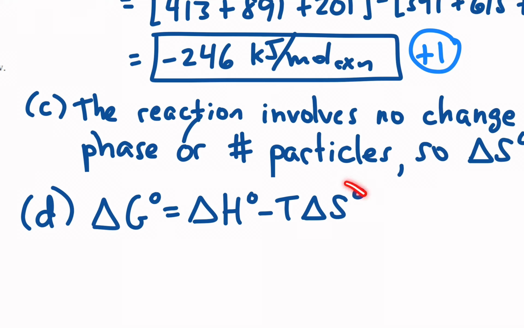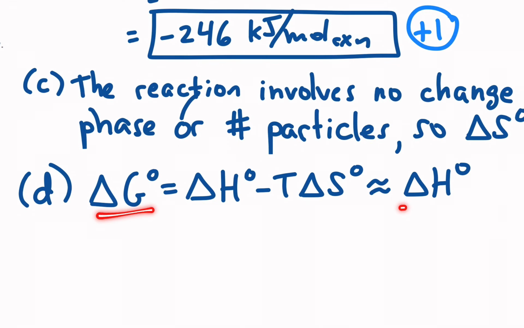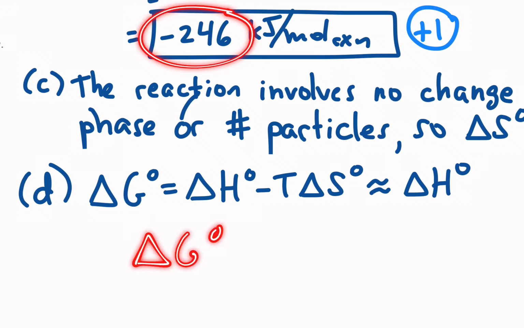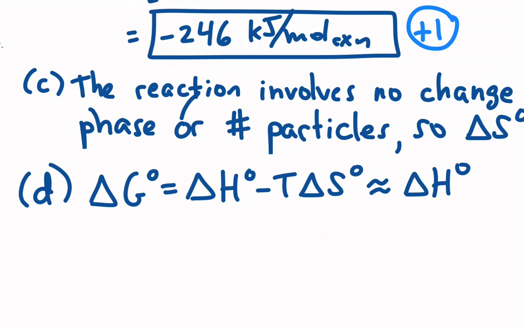And we just said that delta S is roughly equal to 0. So this second term is essentially 0. So I'm going to write delta G is approximately equal to delta H. And if delta G is equal to delta H, that means delta G is this negative number. Delta G negative means equilibrium is big and products are favored.